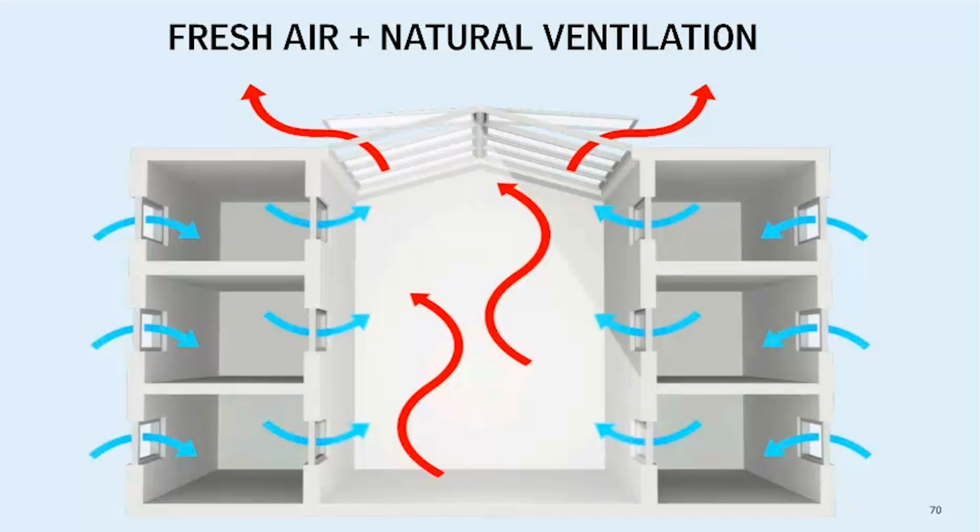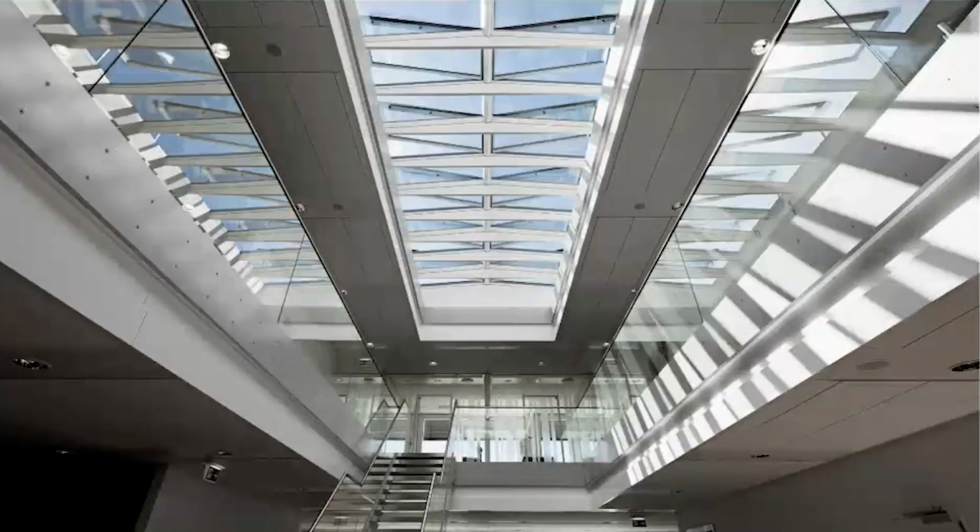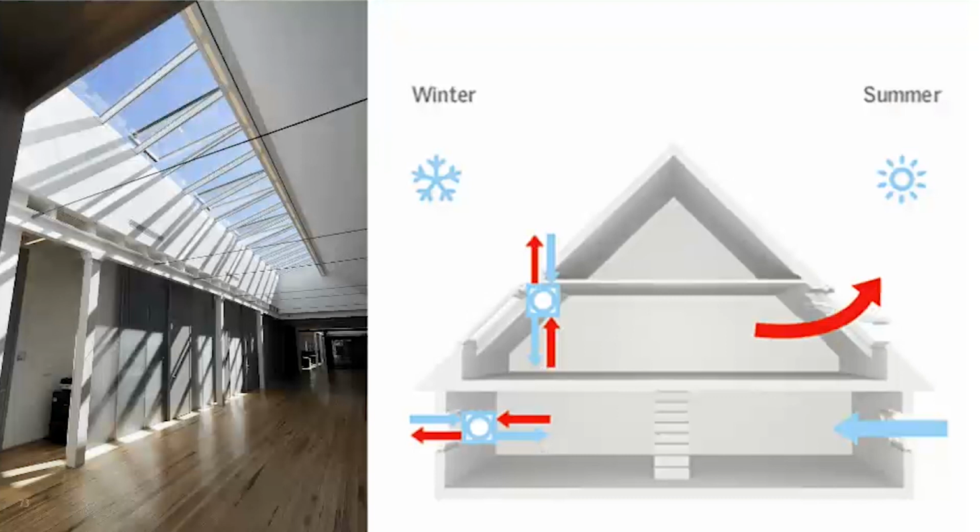So the stack effect is one of two different types of natural ventilation. The other one is cross ventilation, which would occur when you open windows on two sides of a building and you have a wind blowing. In this case, we're opening some vertical windows and opening up the skylights and allowing the skylights to pull air through the building. So by having operable skylights that open up, you can do night cooling, or you can take advantage of bringing fresh air into the space.